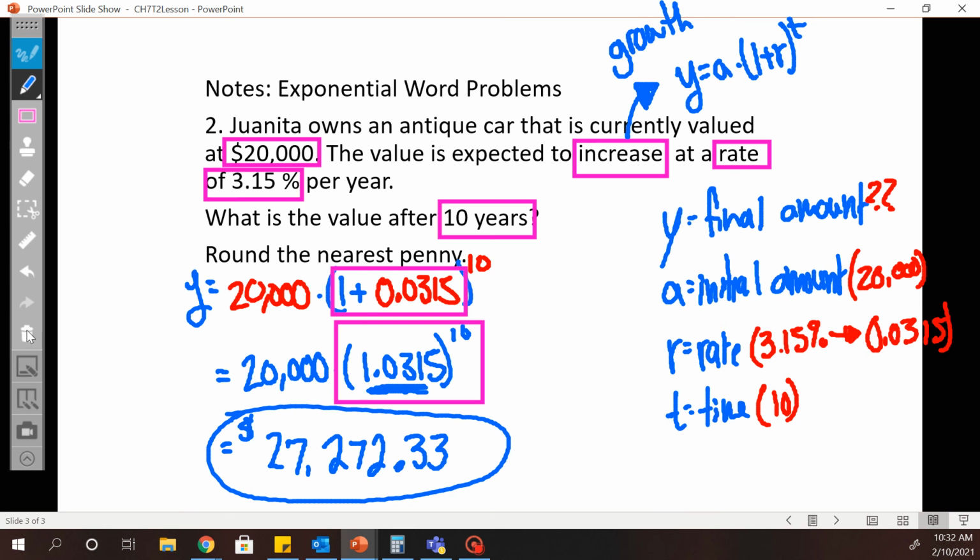Okay, so those are the two types of models we will be using, growth and decay. The assignment on Canvas is simply a worksheet with word problems on it.